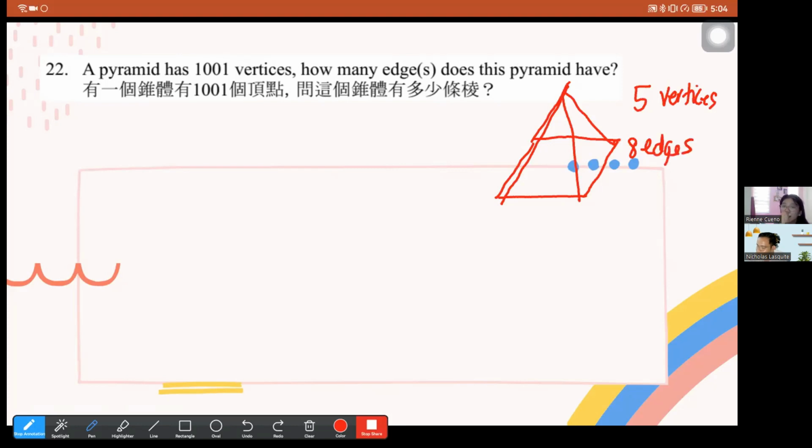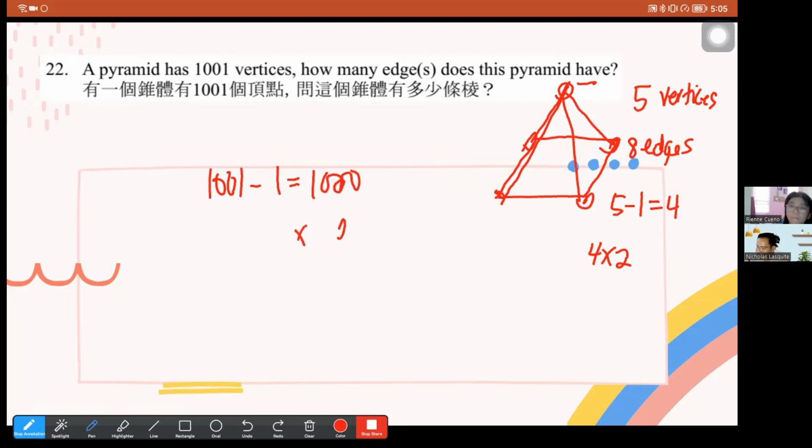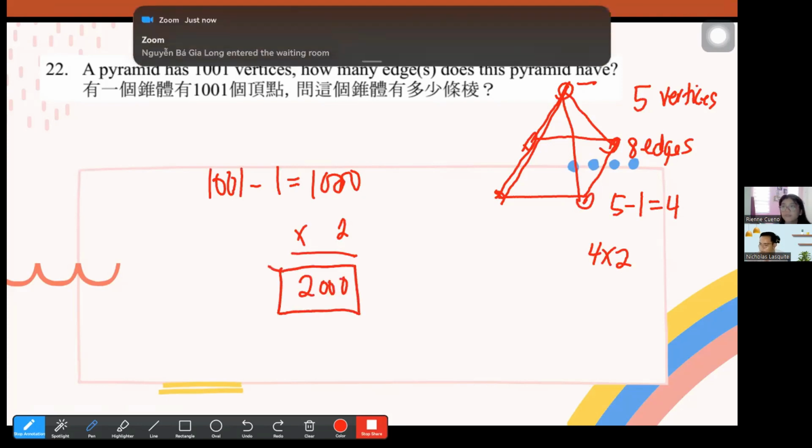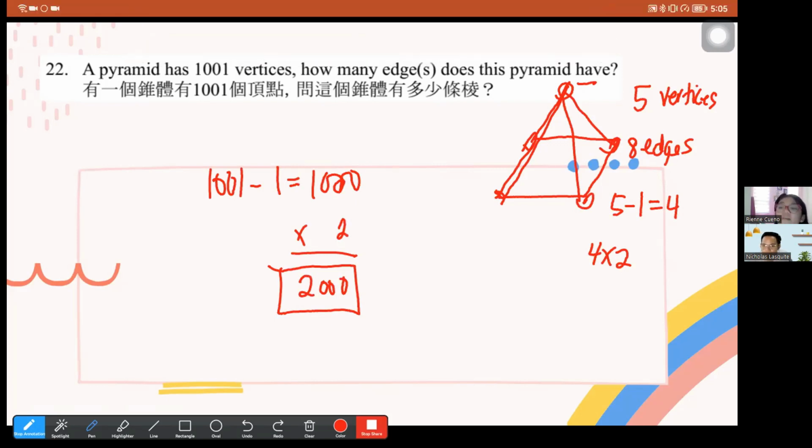So what does that mean? The number of vertices is found here, here, here, here, here. When you subtract 1, that is 5 minus 1, which is 4, and then this 4 you times 2. So this 1001 vertices, you subtract 1, you will get 1000, right? And then times 2, you will get 2000. So that is the same as your solution, the final answer. Because by the same definition, I have the same solution.